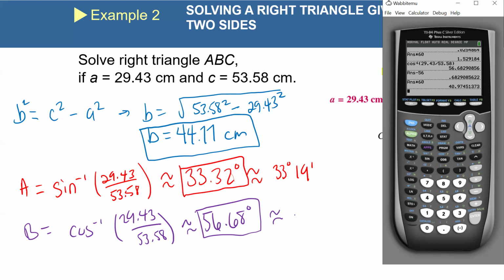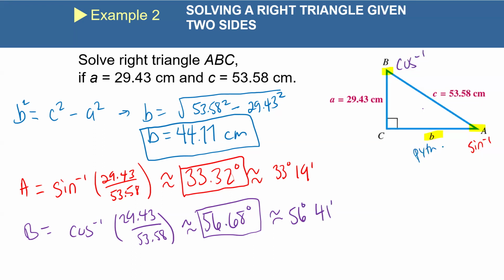Where are we at? 40 and 97? 40, 56. I've got to go potty. It's about that time for me to go. 56 degrees and how many minutes? 41, yeah, because the 9 rounds up, right? And now we have all of our unknowns.